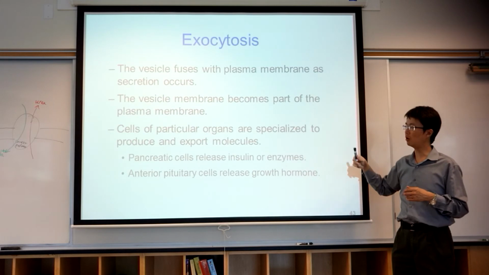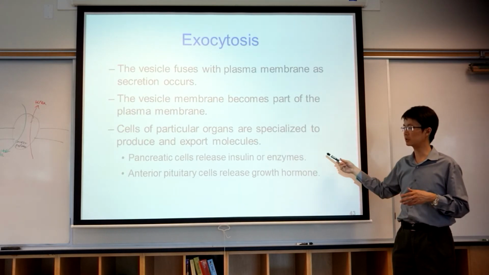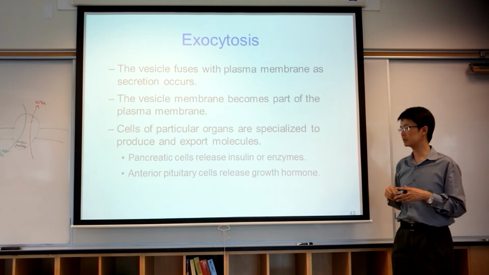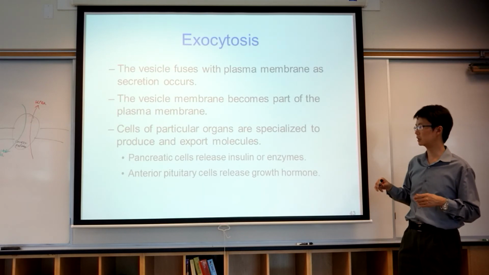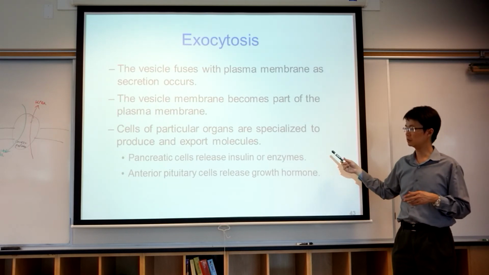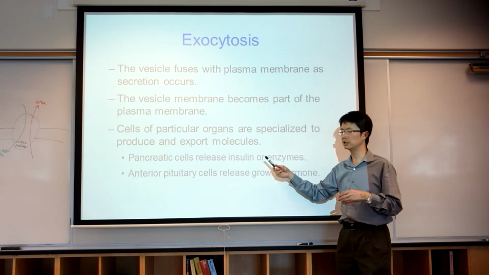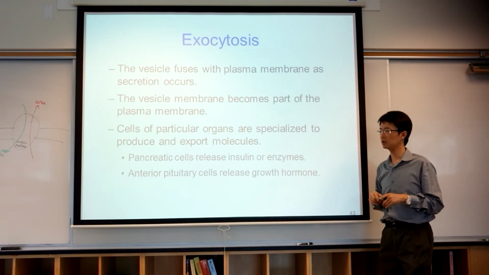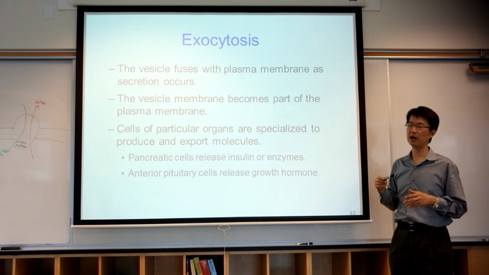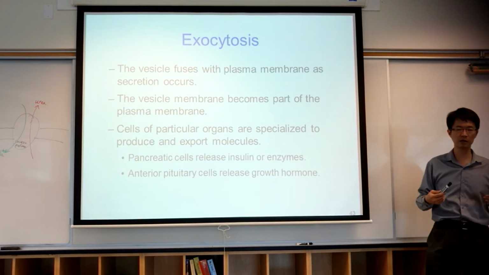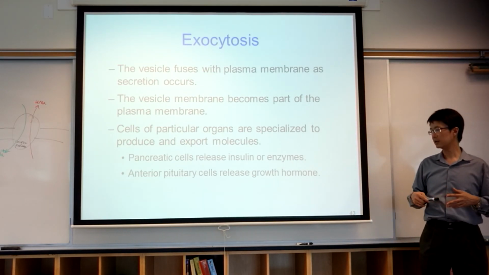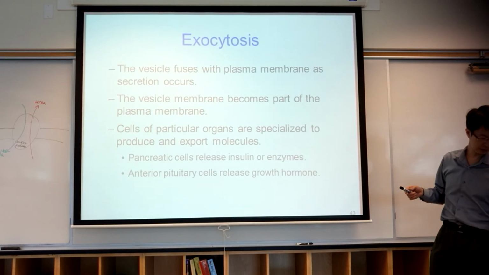There are organs that are specialized in doing this. For example, pancreas cells secrete insulin or enzymes. The cell type of the pancreas that secretes insulin is the beta cell, or we call it an islet of Langerhans. Beta cells secrete insulin. And then the anterior pituitary cell releases growth hormone. The anterior pituitary secretes a lot of hormones. Because of that, it is also exocytosis.